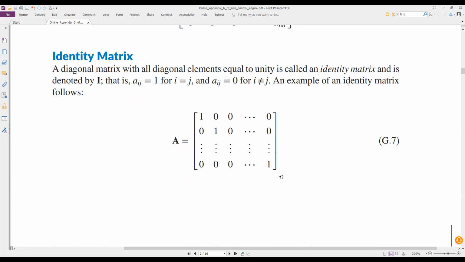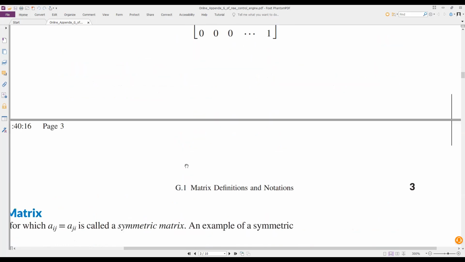Identity matrix: a diagonal matrix with all diagonal elements equal to unity is called an identity matrix. See, this is the identity matrix. All diagonal elements are unity, that means 1. Aij is equal to 1 for i equal to j, and Aij is equal to 0 for i not equal to j. That is the identity matrix. So remember, this kind of matrix is important.